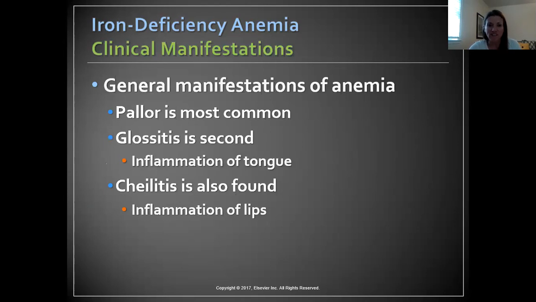Typical manifestations of iron deficiency anemia: it usually is asymptomatic early on, but patients may develop pallor, glossitis, which is inflammation of the tongue, cheilitis, which is inflammation of the lips, as well as headache, paresthesias, or burning sensation of the tongue.